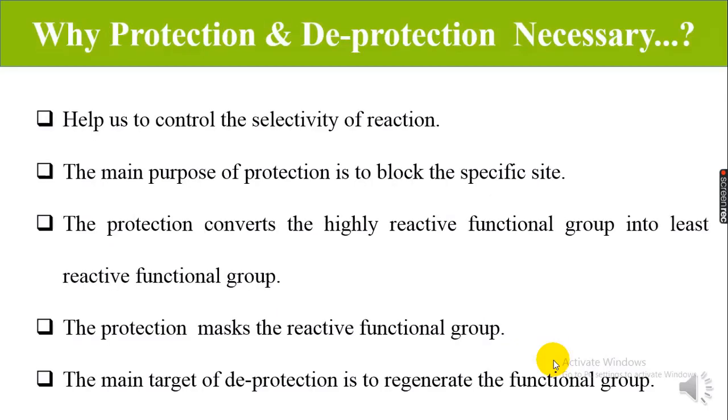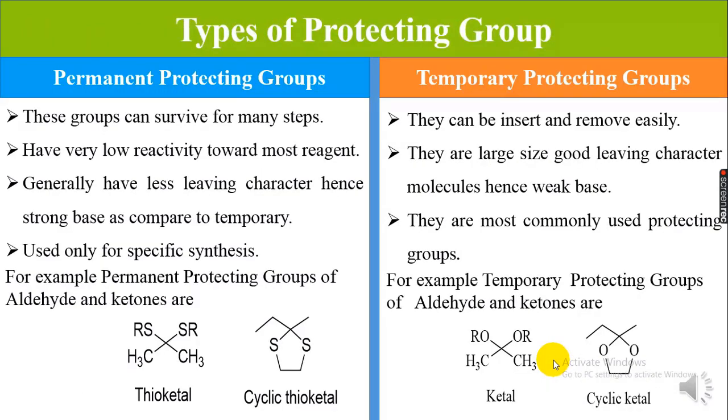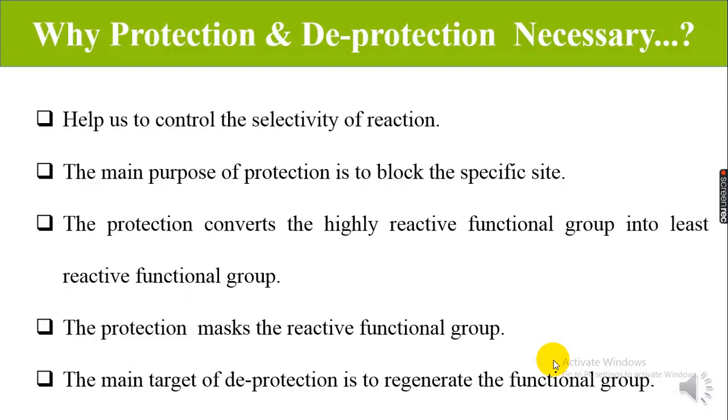So why are protection and deprotection necessary? These are some salient features of that. It helps us to control the selectivity of the reaction. The main purpose of the protection is to block the reactive site of the acid group. The protection converts the highly reactive functional group into a least reactive functional group. The protection masks the reactive functional group only. The main target of the deprotection is to regenerate that functional group which we want in our product. So these are the main salient features of why we need protection.